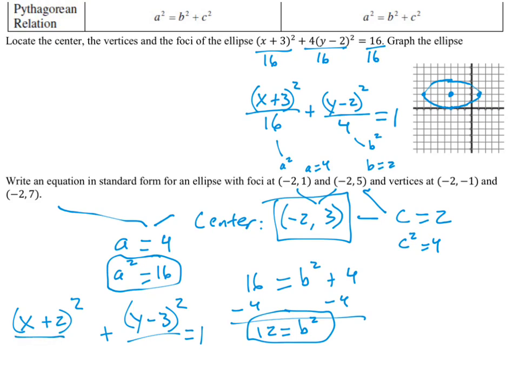You do have to figure out if it's a vertical or horizontal ellipse. You can do that by looking at your foci or vertices. Do they change in the y's or do they change in the x's? If they change in the x's, it's a horizontal ellipse. If they change in the y's, it's a vertical ellipse. This is changing in the y's, and so this is a vertical ellipse. So we're going to take our bigger a squared value and put it under y, and then our smaller b squared value, it goes under x. And now you have your equation.